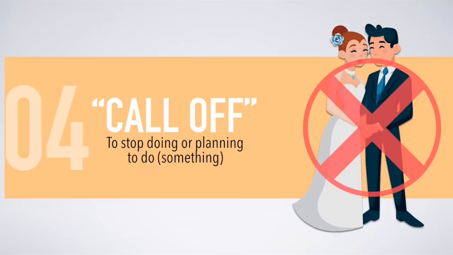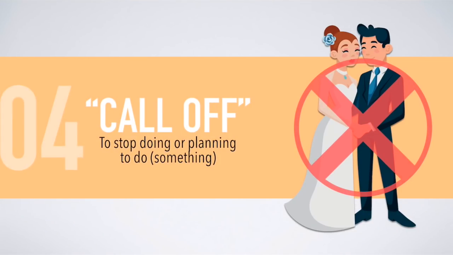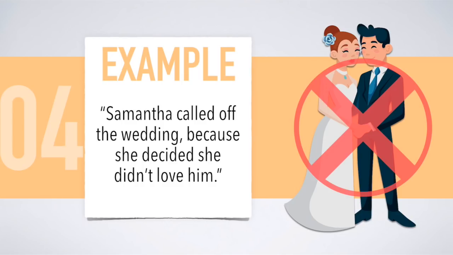All right, number 4, call off. Call off. It means to stop doing or planning to do something. Here's the example. Samantha called off the wedding because she decided she didn't love him. So right here we have called off. And another way of saying that is Samantha stopped the wedding. Okay? Samantha stopped the wedding because she decided she didn't love him.